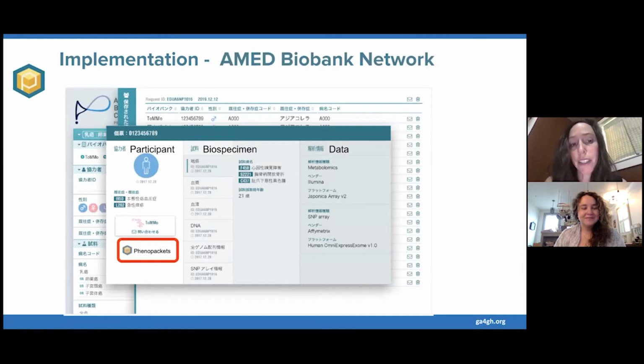And so these are clinical computable representations of the phenotypic characteristics that relate to that biospecimen that can be used in informatics workflows, in search and discovery systems, and to identify patients that have similar characteristics around the world.